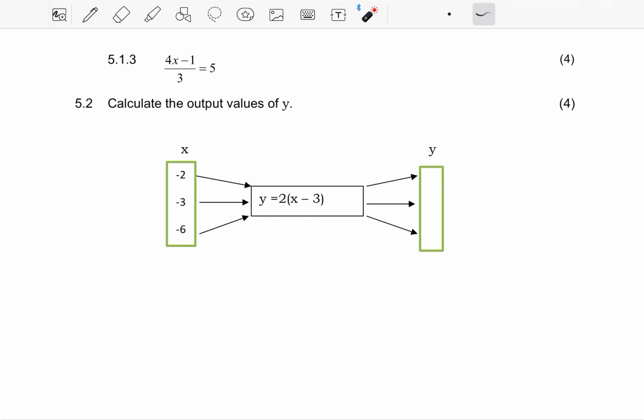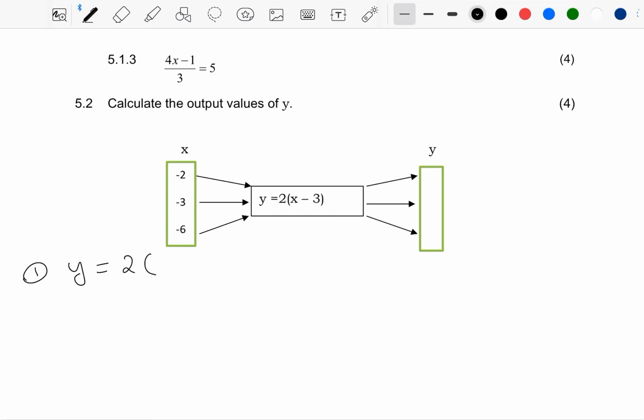Okay, so this is very interesting. When x is -2, what is y? That's basically what they're asking you. So when x is -2, what is y? So you got y is equal to 2.